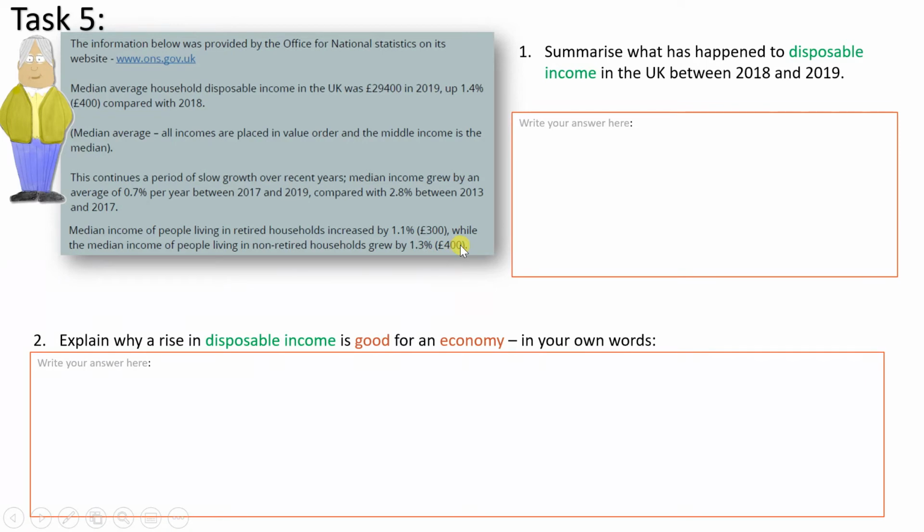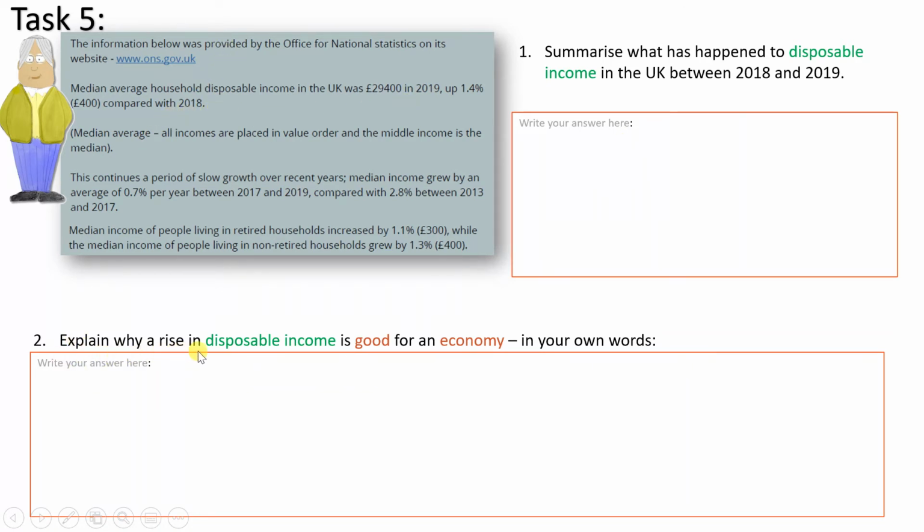That's equivalent of £400. Your first part of task 5 is to summarise what has happened to disposable income in the UK between 2018 and 2019. So you need to actually put in your own words what's happened to it in terms of has it gone up or down, and if you're able to quote any figures. At the moment, there is no comparison with the 2013-2017 figures, so you're just looking at the first figures in the first two sections.